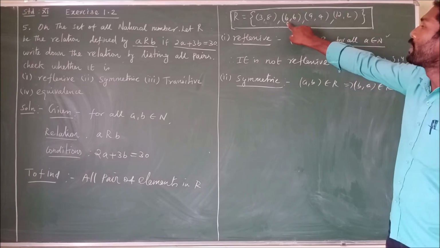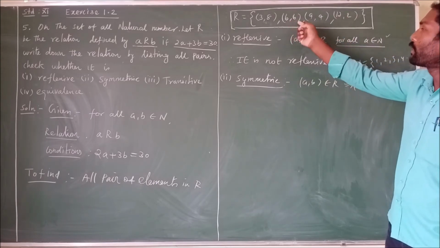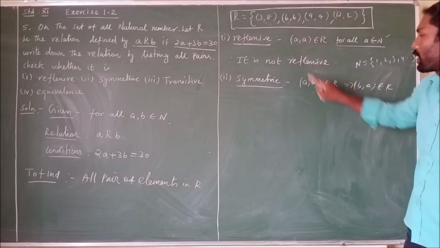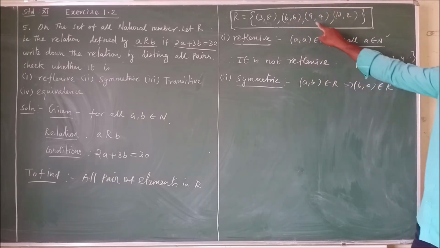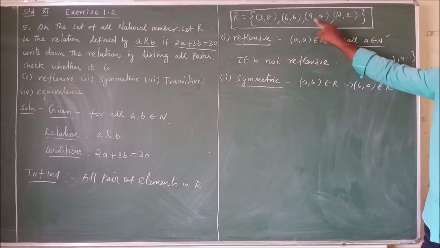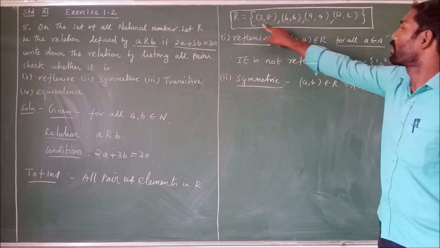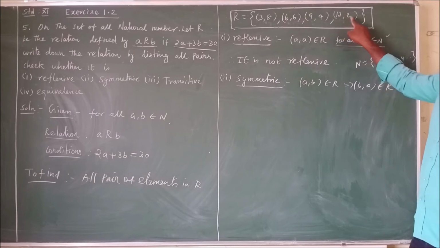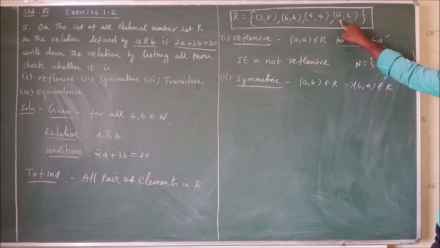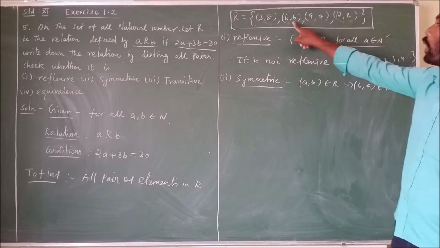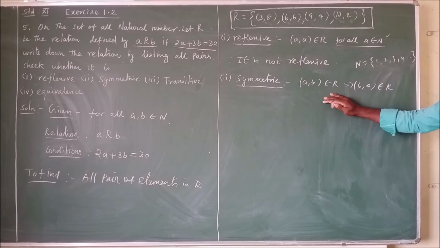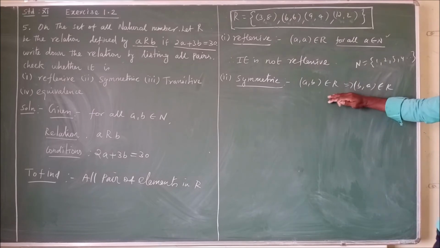Second condition: (6, 6) satisfies this condition. Third one is (9, 4); (4, 9) is not in R, so it does not satisfy this condition. (12, 2) is in R, but (2, 12) is not in R. So only one pair satisfies this condition, the other pairs do not, so it is not symmetric.